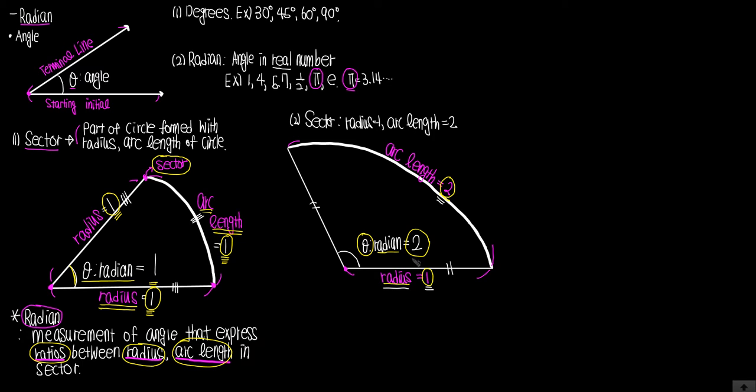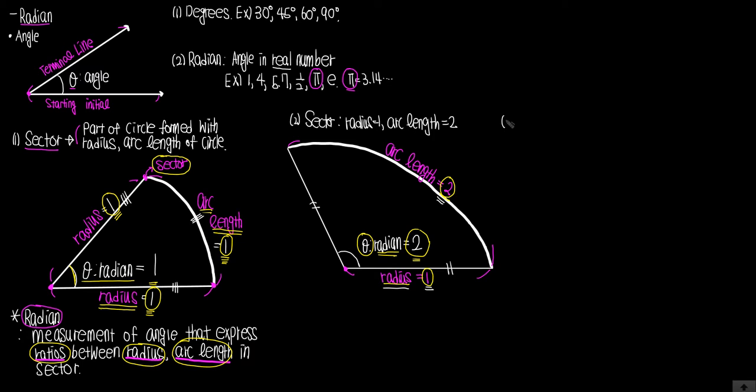And this is the reason why we could do this: because the radian is the ratio between our radius and the arc length. And from here we can also remember that the ratio of arc length and radius is equal to this theta.